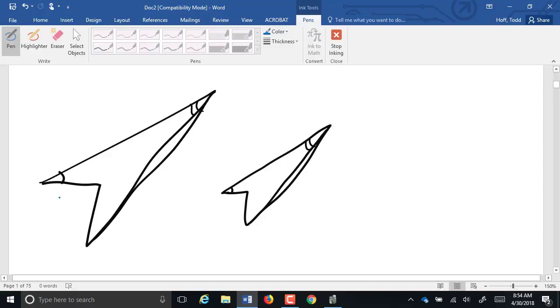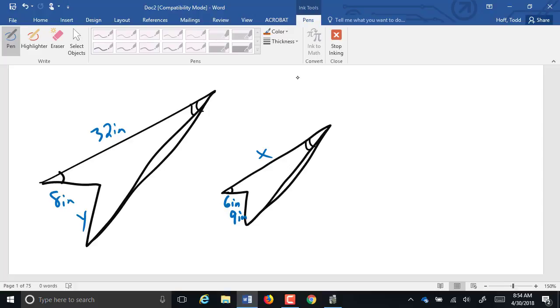So if I tell you that this side here is 8 inches and this one is 6 inches, and this side up here is 32 inches, this one over here is 9 inches. I want to find sides X and Y. Well, if it truly is an enlargement or reduction, the sides are what we call proportional. In other words, they've changed by the same factor. So we look for corresponding sides that we know the length of in both figures. And in this case, we have that pair. Which pair of sides is it?